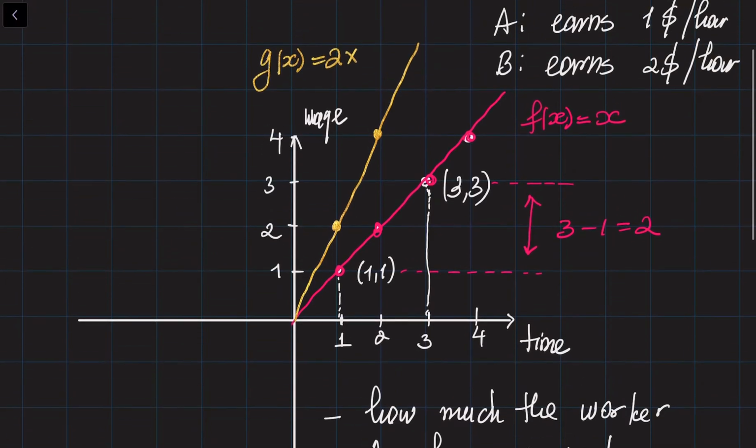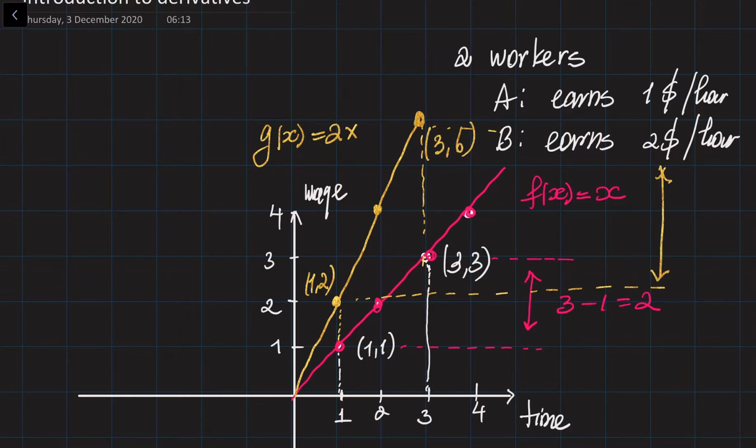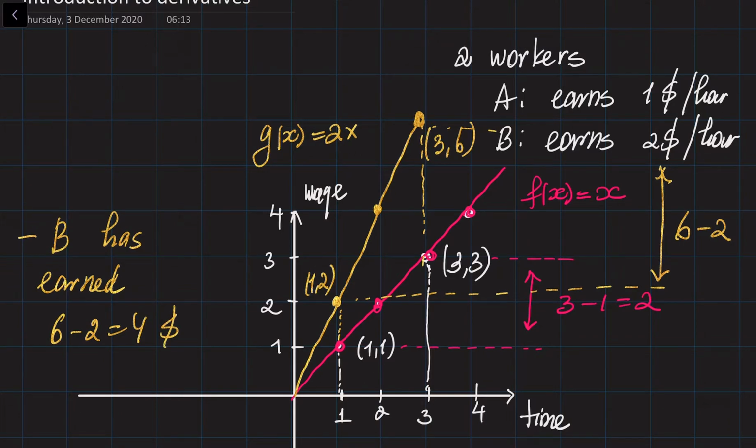Okay? At the same time, I would like to understand how much the worker B has earned between this time. In 1 hour, it's going to be the coordinates 1 and 2. In 3 hours, it's going to be the coordinates 3 and 6, right? And the amount of money B has earned between 1 hour and 3 hours is going to be equal to 6 minus 2, essentially the difference of the y coordinates again. So the worker B has earned 6 minus 2, $4 between 1 hour and 3 hours.